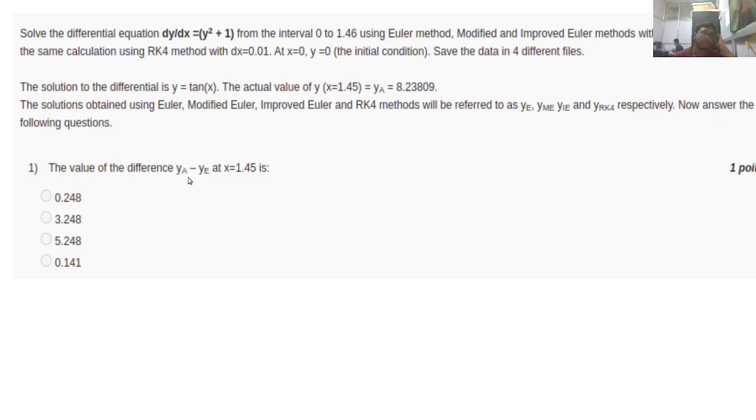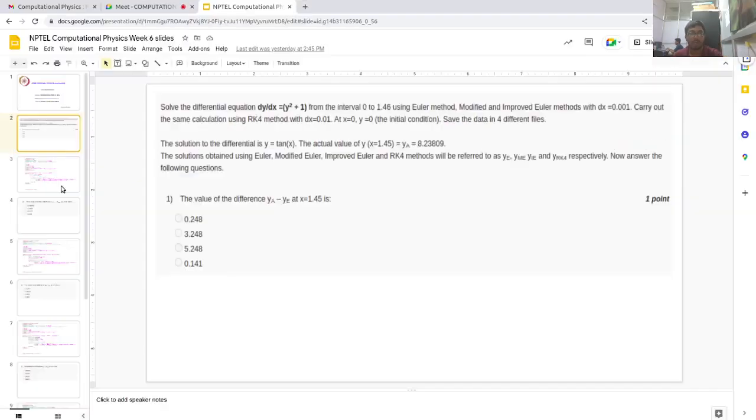The first question is: the value of the difference ya minus ye at x equals 1.45 is. We have the value from the question, that ya should be 8.23809, and we have to evaluate the value of y at x equals 1.45 from the Euler method, then take the difference between them and check which option is correct. So I am going to show how we can do this question.